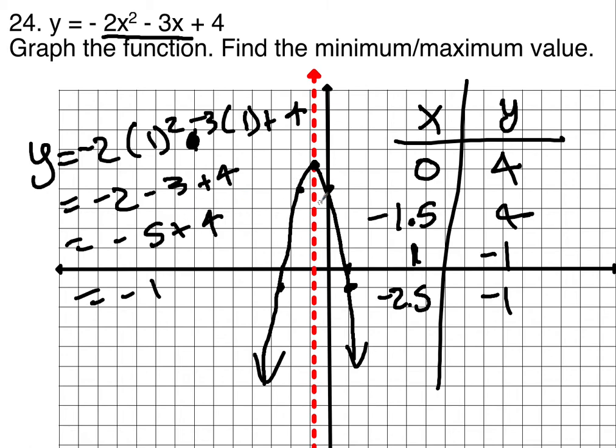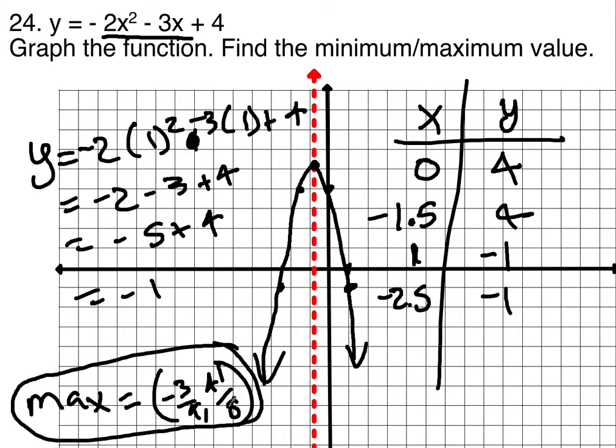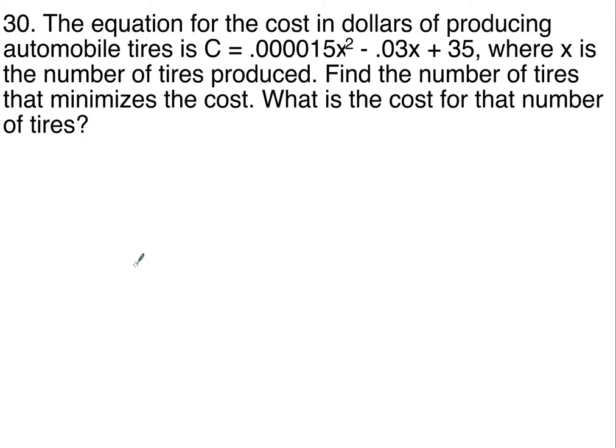So there's the graph, and it said find the maximum or minimum value. In this case, we have a max, and our maximum is our vertex, which was negative 3/4, comma 41 over 8. That is the maximum value of this function. Okay, so now let's use that in a real-world type example.